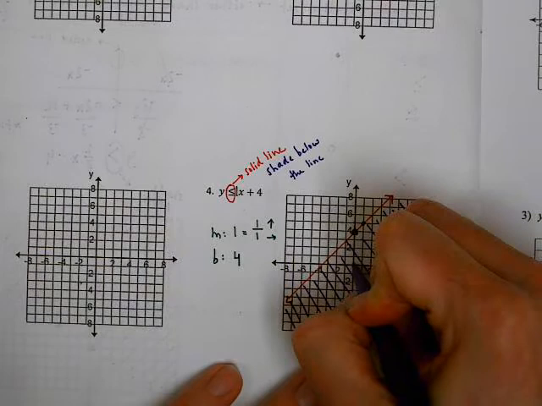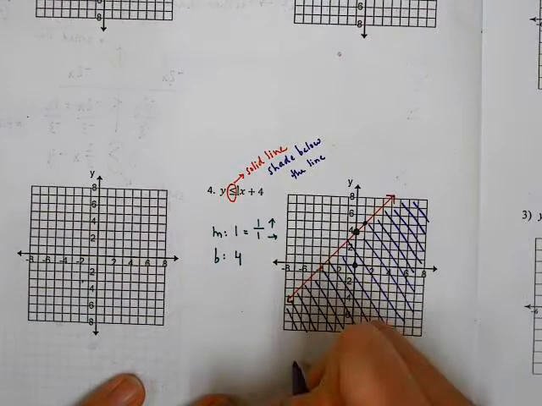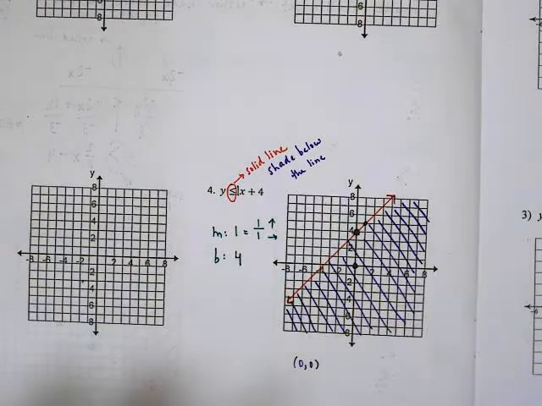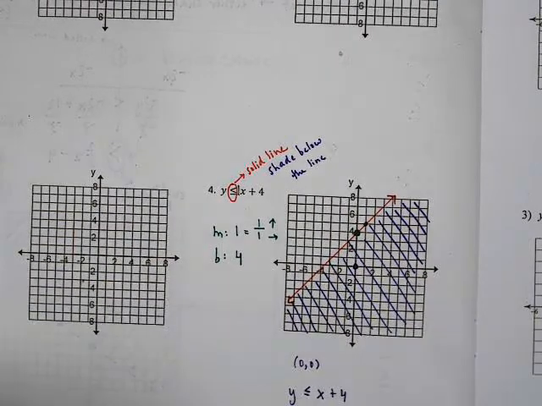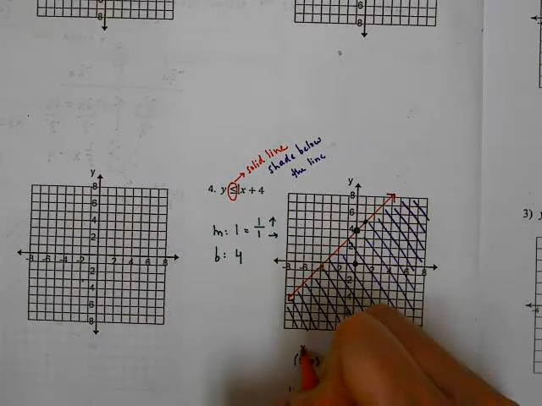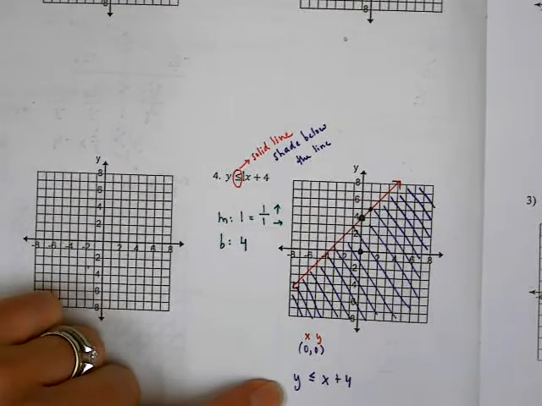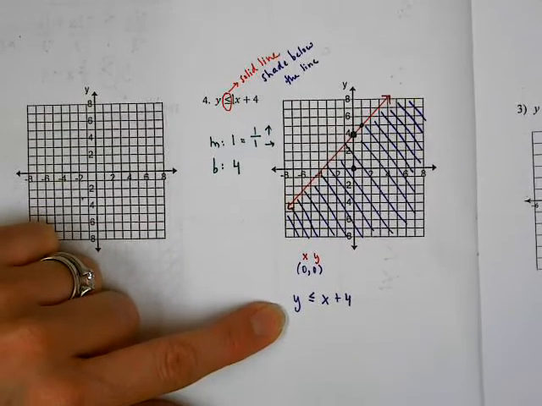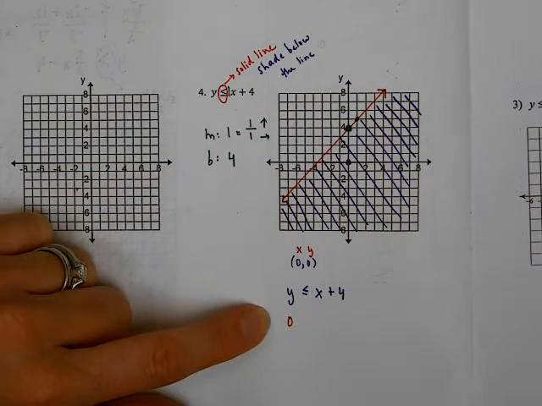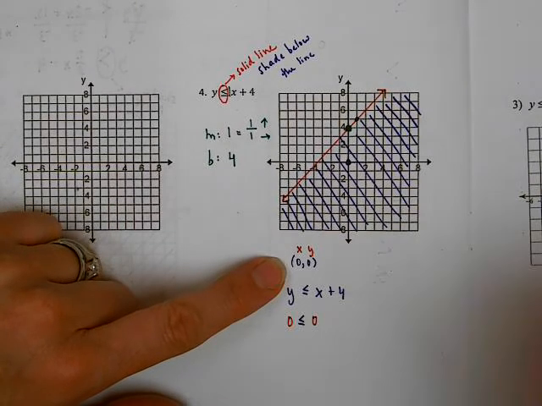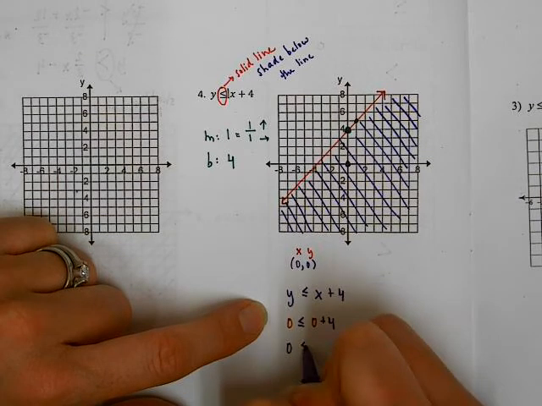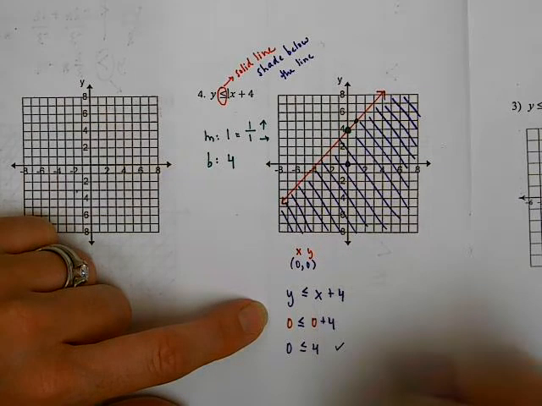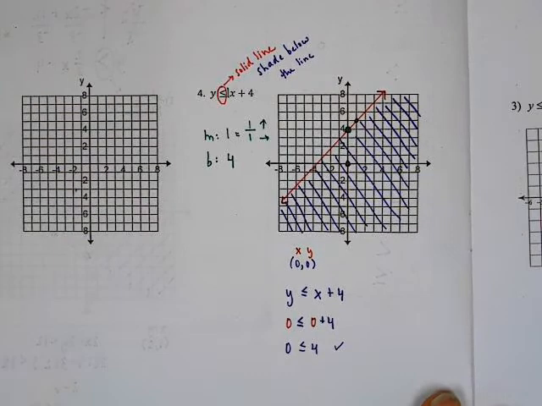And I see actually 0, 0 here is an easy one to test. So my original inequality was y is less than or equal to x plus 4. So here I have my x and my y. Let's substitute and see if we've got this right. So y would be 0. It says that's less than or equal to, my x is also 0, and then plus 4. If I simplify, I get 0 is less than or equal to 4, which is a true statement, so it tells me I shaded on the correct side.